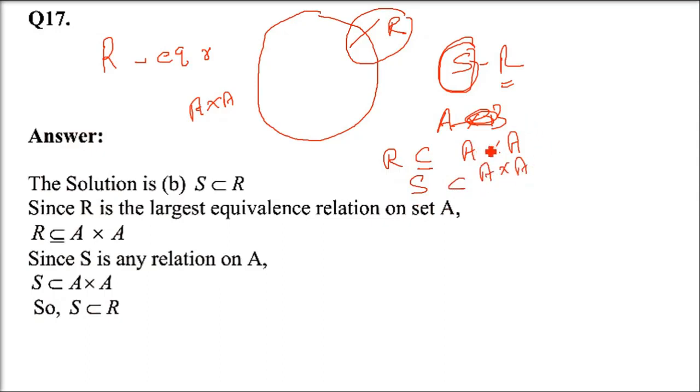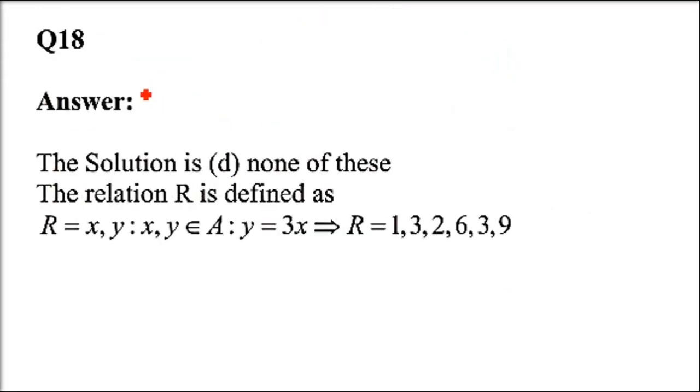Where will this ordered pair come from? Any relation belongs to A cross A only, that is the Cartesian product. But R is the bigger set, S is a smaller set, or S can be any other set. It could be equal to R, but the question suggests it is not equal to R, but somewhat nearer to R, or smaller than R. So S will be a subset of R. B is the answer.